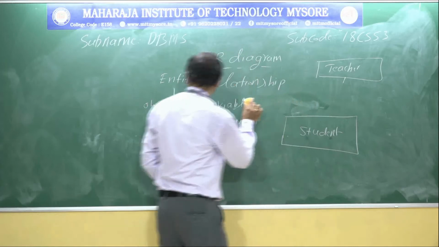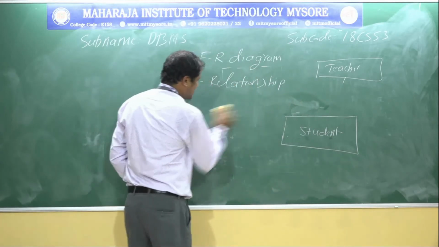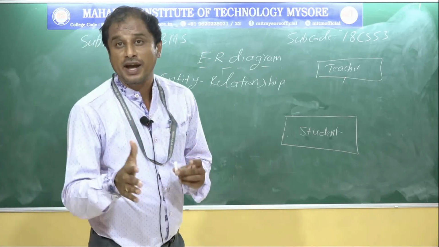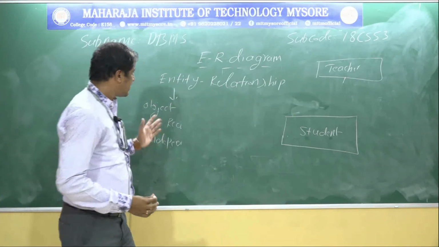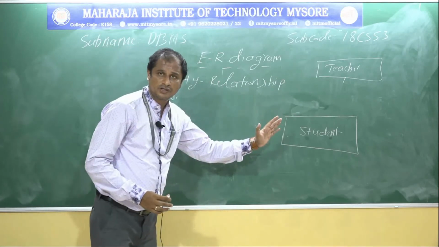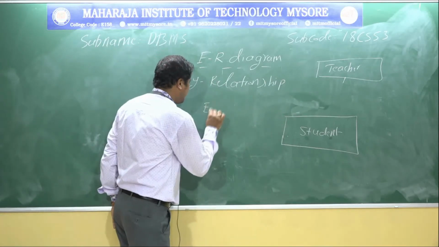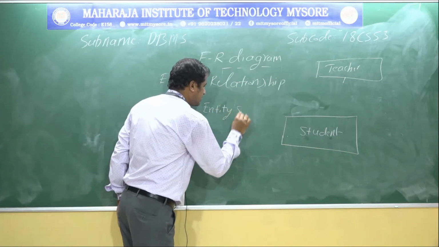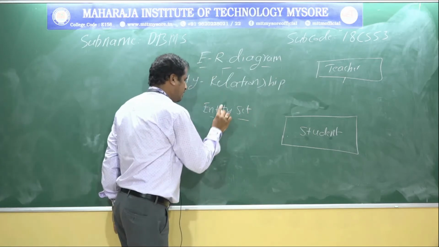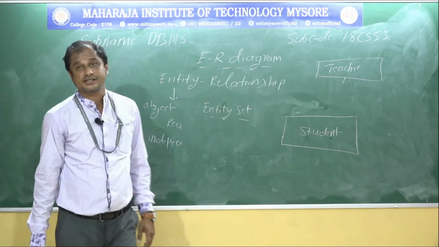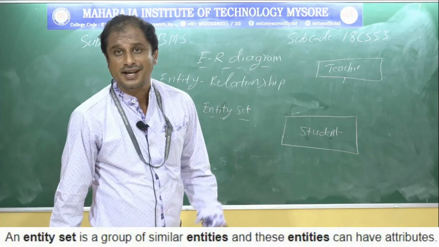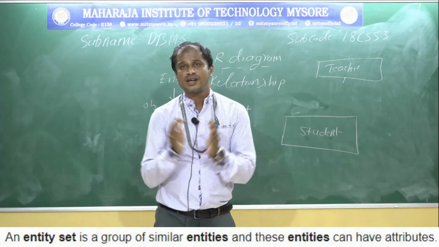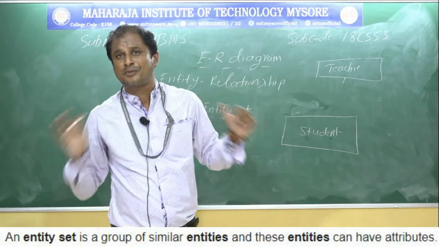What is an entity set? So entity, we told, is an object in the real world with an independent existence. An entity goes with an entity set. So what is an entity set? An entity set is a collection of similar entities with the same properties.